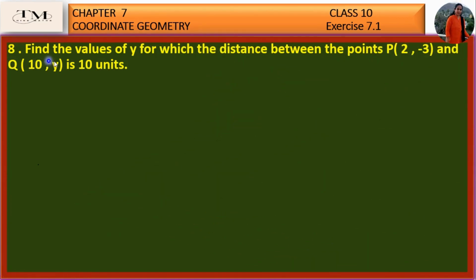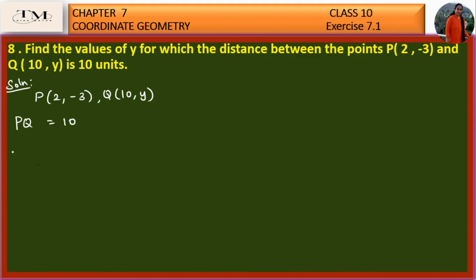Eighth question. Find the values of y for which the distance between the points P of 2 comma minus 3 and Q of 10 comma y is 10 units. So what is given? It is given that the distance between P and Q is 10 units. P is 2 comma minus 3, Q is 10 comma y. So it is given that PQ is equal to 10.